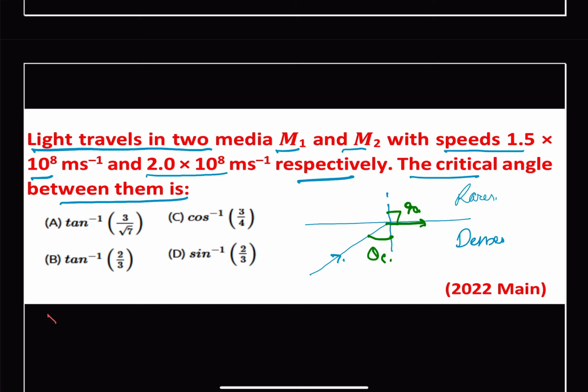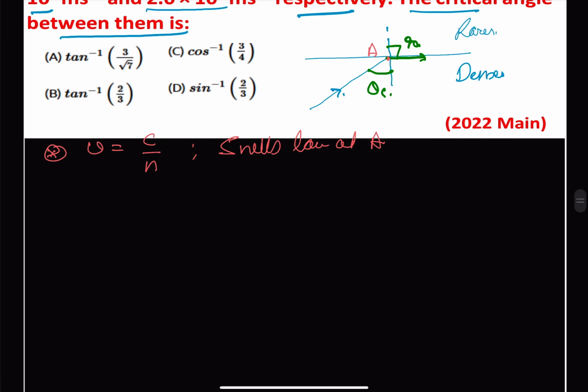and we know the relationship between the velocity in any medium, that is v, is equal to c upon the refractive index of that medium. And let us suppose this is our point A. So we can say Snell's law at A, we can write that the refractive index of the denser medium times sine of theta c will be equal to the refractive index of the rarer medium times sine of 90. So the denser medium has n_d, the rarer medium has n_r.